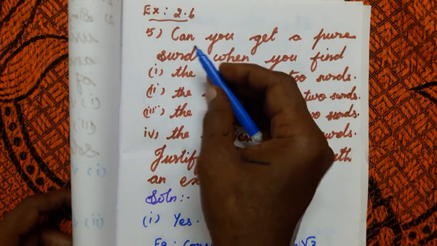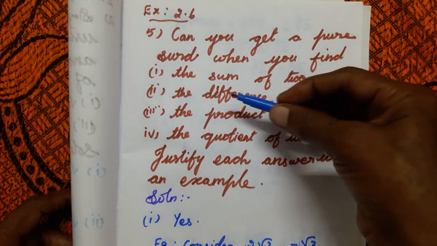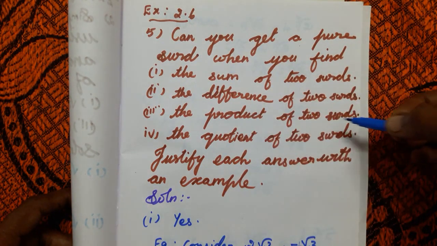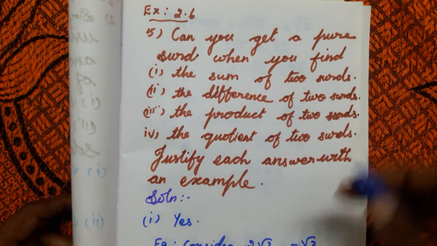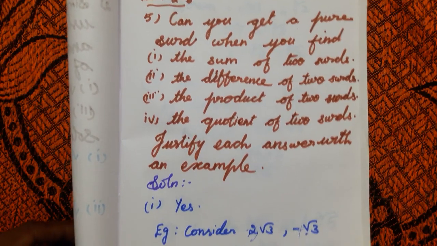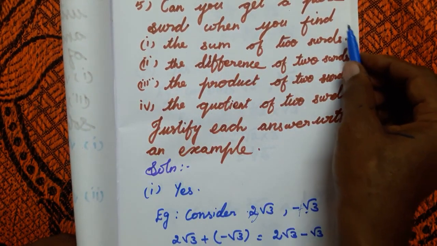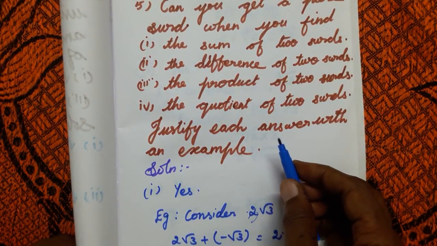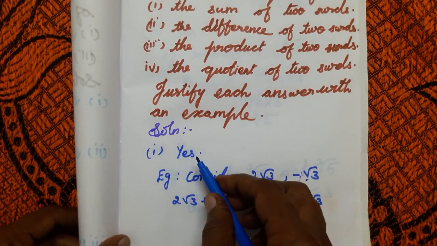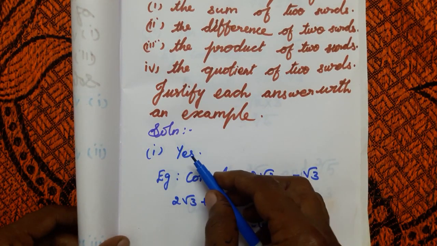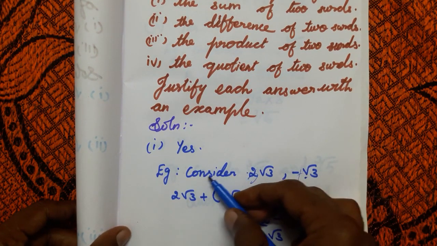Once again I am explaining this. Can you get a pure surd when you find the sum of two surds, the difference of two surds, the product of two surds, the quotient of two surds? Justify each answer with an example. First, we have to find out whether the sum of two surds can be a pure surd. Yes, we can give an example.